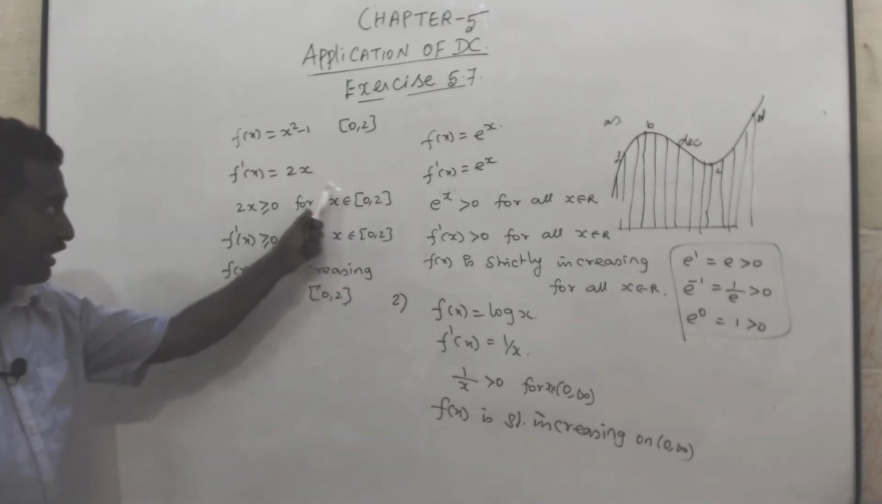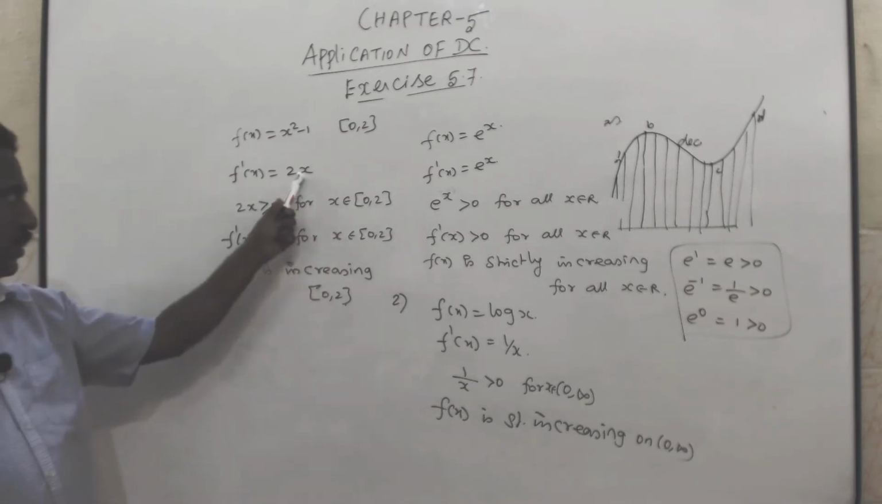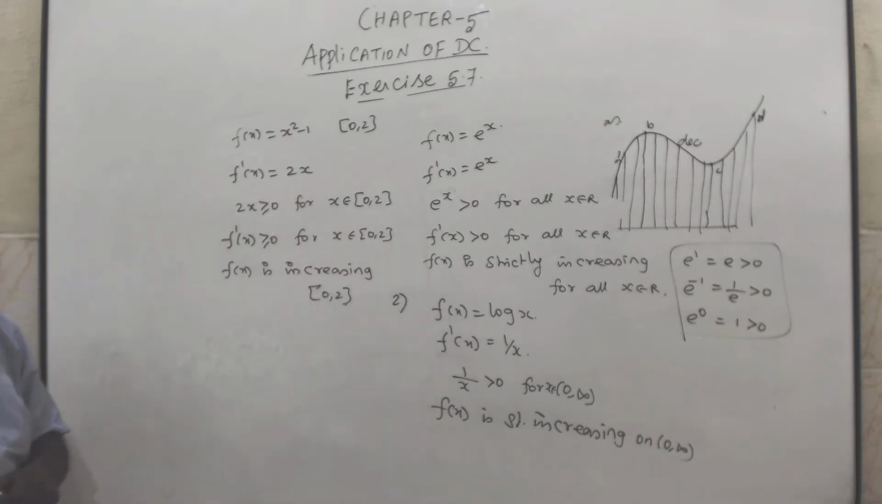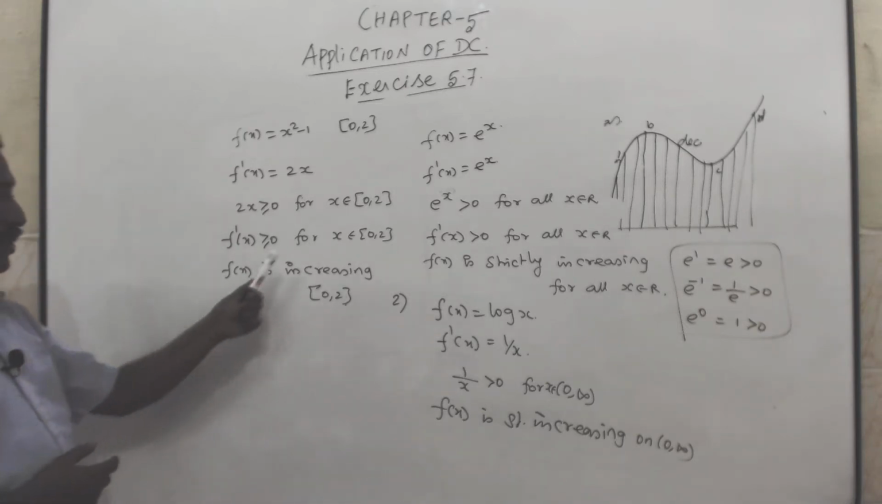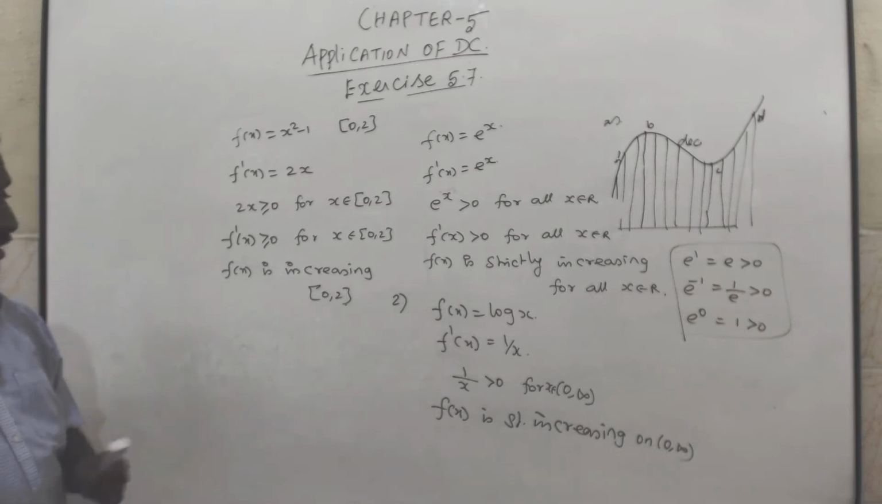Listen carefully. A closed interval means it includes 0 and 2. When we put 0, the answer is 0. When we put 2, it is positive. Therefore, 2x is greater than or equal to 0 for x belongs to [0, 2]. f dash of x is greater than or equal to 0 for x belongs to [0, 2]. f of x is increasing on [0, 2].